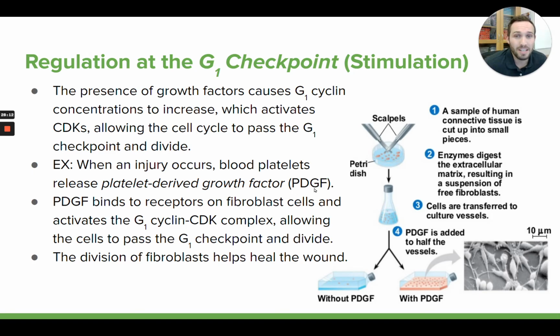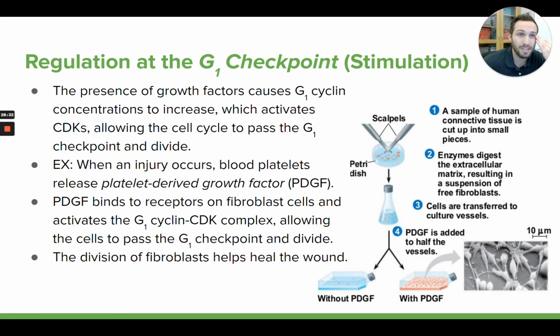So this PDGF, this platelet-derived growth factor, when your blood arteries are cut or injured, your blood vessels are injured, these PDGFs will be released.